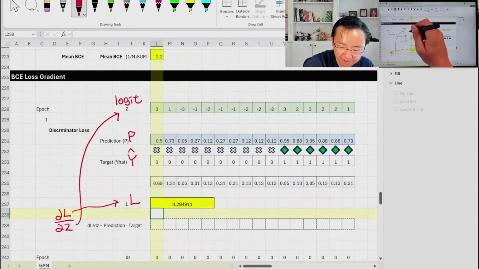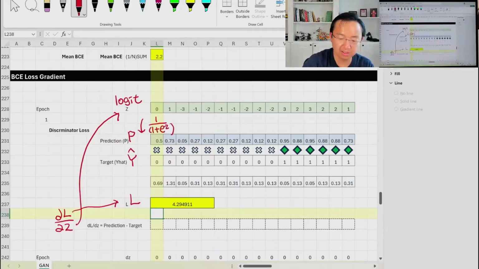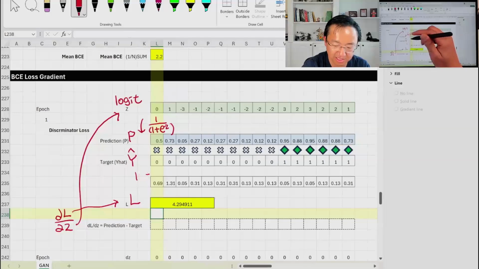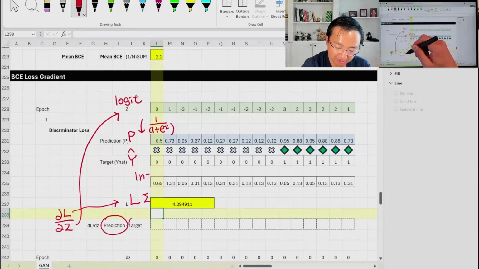If you remember from here, the logit prediction is 1 over 1 plus e to the minus z's power. And here we have this kind of crazy equation with all these logs and sums, which I'm not going to repeat. And then when we take a partial derivative, the equation becomes this simple.